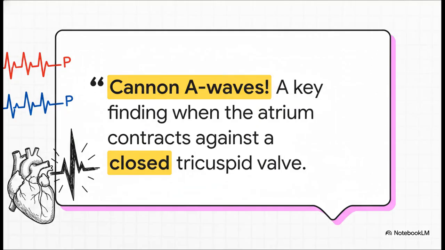Spot on. And that brings us to third-degree block, or complete heart block, where the atria and ventricles are literally not talking to each other. You'll see P waves just marching along at their own rate, and the QRS complexes at theirs. So, Sarah, what's the classic physical exam finding in third degree? Cannon A waves in the jugular venous pulse. It happens because the atrium contracts against a closed tricuspid valve. You're seeing a massive electrical and mechanical dissociation.